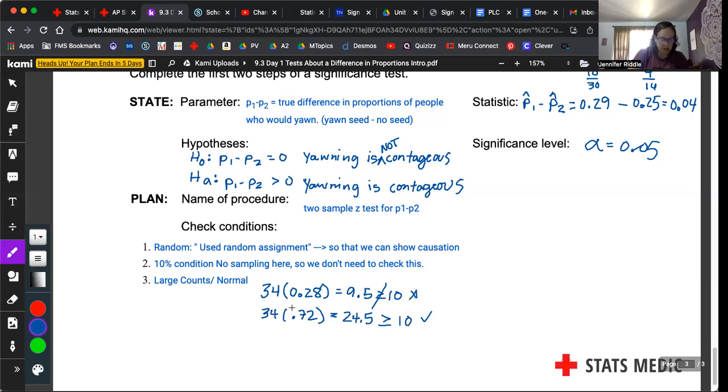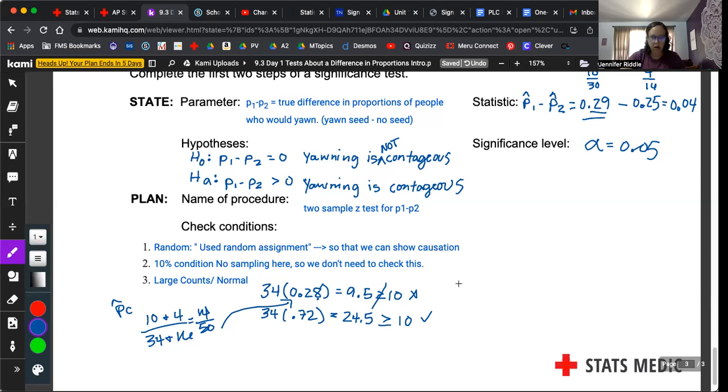Now, where did I get this 0.28? Why did I use that number? Because that's different than the number we got up here, right? What I did was take the number who yawned for both groups divided by the total for both groups. That gave me 14 out of 50, which is this proportion here. We often call this p hat c, or p hat combined.